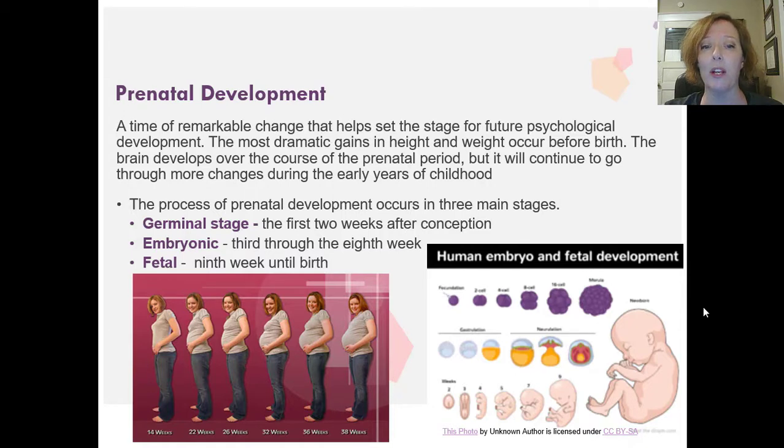When we're talking about prenatal development, there are three main stages that we take into account. There's the germinal stage, and this is the first 2 weeks after conception. The embryonic stage, this is typically the 3rd through the 8th week, and then the fetal stage, this is the 9th week until birth. And on your screen, you see some typical pictures of development, both of a pregnant woman as well as the human embryo. We will go through each of these stages to give you a little bit more detail.